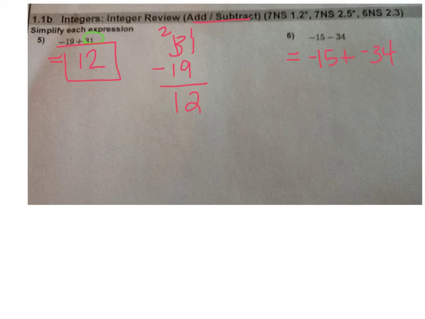And then the signs are both the same, which means that you're going to add. So I'm going to take my 15 and my 34 off to the side. I'm going to do my adding, and I get 49. But if I have some negatives and I add more negatives to it, I end up with negative 49.